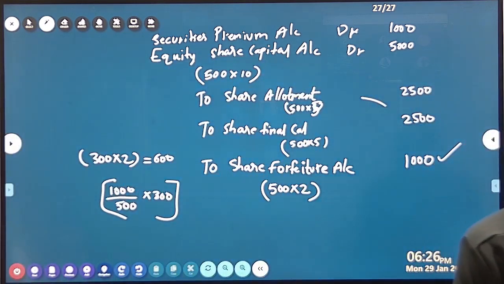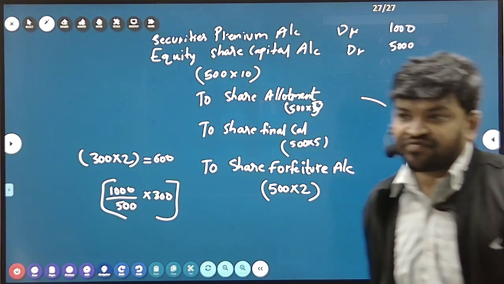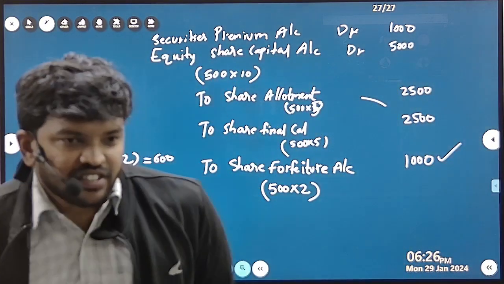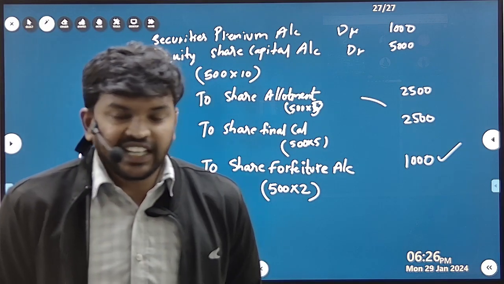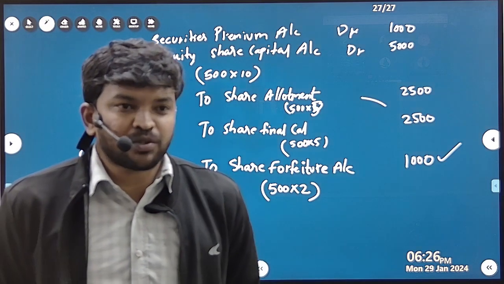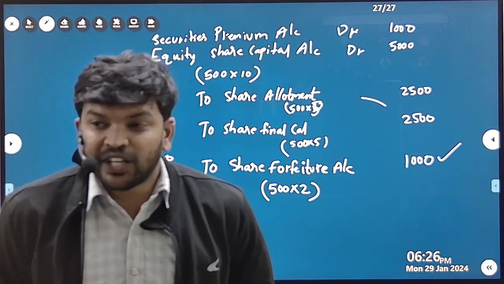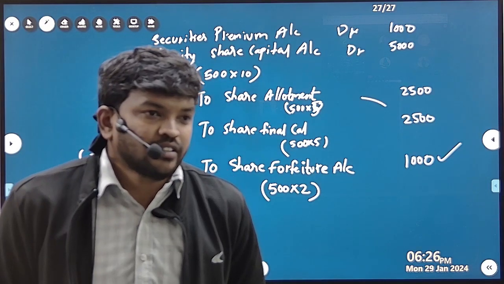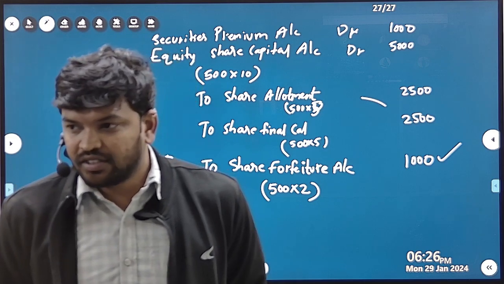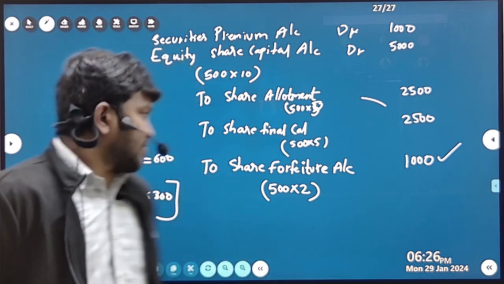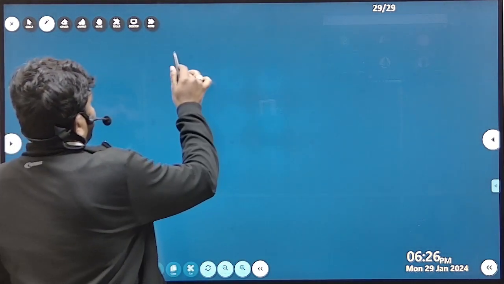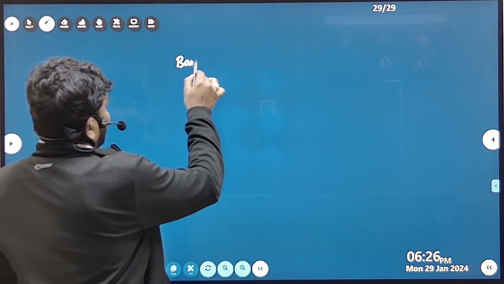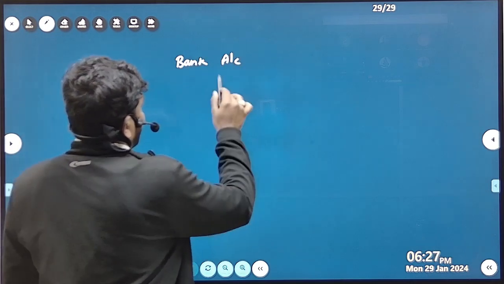At what price were the shares reissued? 9 rupees. Yes or no? 9 rupees, in the sense, what is the face value? 10 rupees. Issued at 9 rupees. What is this? Issued at discount. Very good. So while issuing, what is the entry? Bank account debit. How many shares? 300.